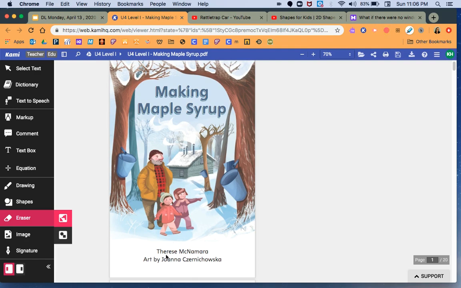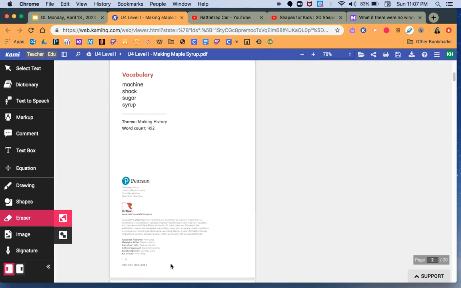So this one, the author is Teresa McNamara and the art or the illustration is by Joanne Krzyzewska. I hope I said that right. Some vocabulary that we're going to need to know today is the word machine, that's a red word, shack, which is like a shed or a rundown house, a smaller house, sugar, and syrup. And syrup has that Y in it that makes it sound a little different.